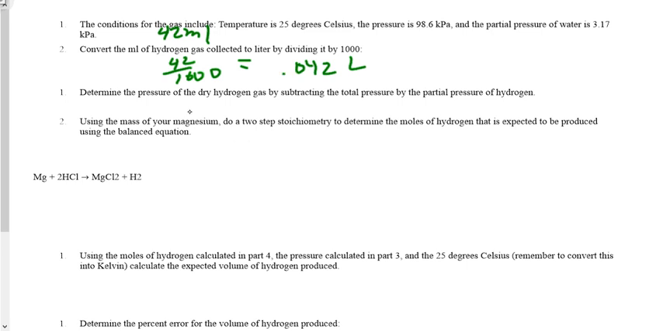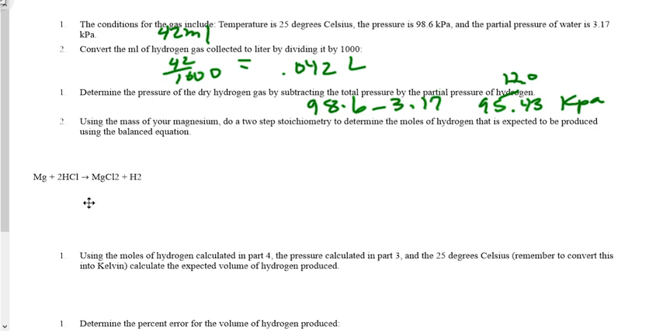Now, the second question, determine the pressure of the dry gas by subtracting total pressure by the pressure of water. Okay, so let's go ahead and do that. So that's going to be 98.6 minus 3.17. I notice it says by the pressure of hydrogen here. This is supposed to be pressure of water, so let's fix that really quickly. When I subtract that, I get 95.43, and that's in kilopascals. So we have to subtract the water pressure away because this was collected over water.